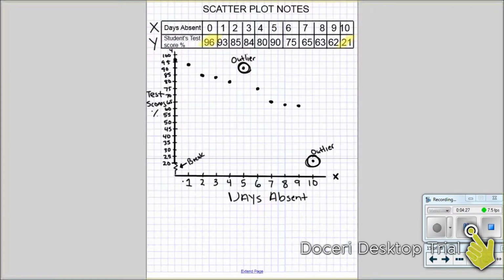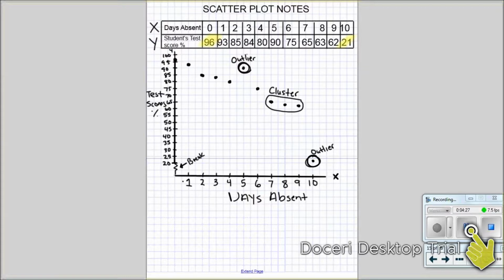The other word we're going to talk about is cluster. Now, it'll be easier to see the clusters by looking at the table. On the cluster, we're looking for any points that are really close together. Like over here at 7, 8, and 9, we have 65, 63, and 62. Those points are really close together, which are these 3 points right here on mine. So we're going to circle those 3 points, and we're going to label that a cluster. A cluster is any time you have points that are really similar or really close together.